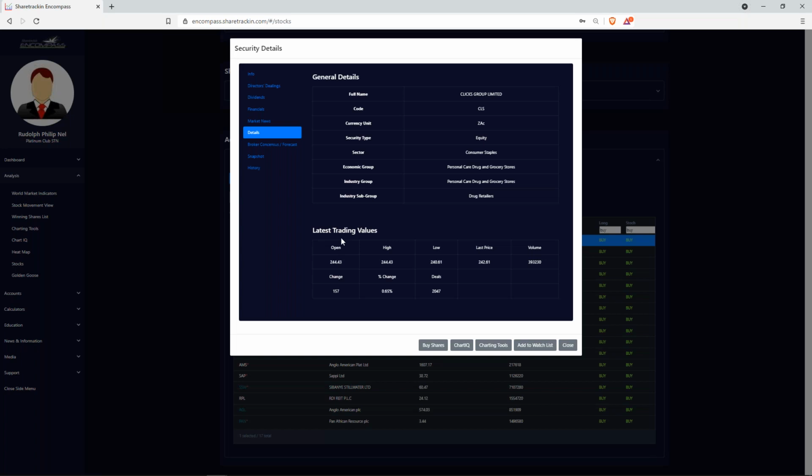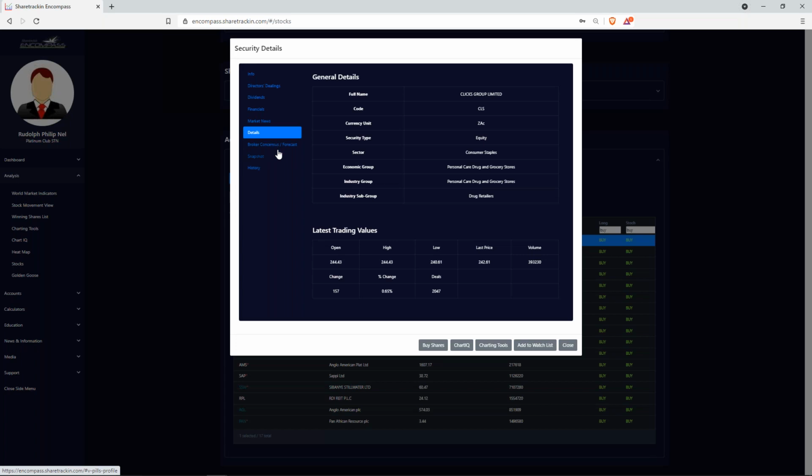And then at the bottom it gives you the latest trading values, with the opening price, the highest price, the lowest price for the day, and the last price, and also the volume traded today with the change, the percentage change, and the amount of deals. The amount of deals is the number of transactions that have been done for the day with that volume. Volume isn't the number of transactions; it's the number of shares that have been bought and sold, and the deals are the transactions that have been done.